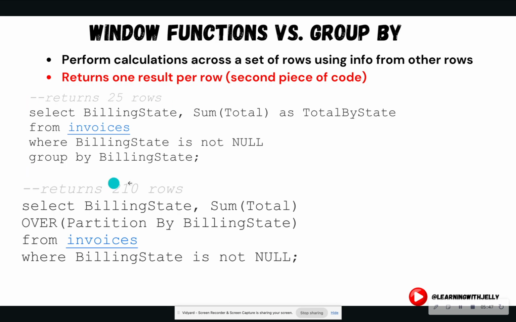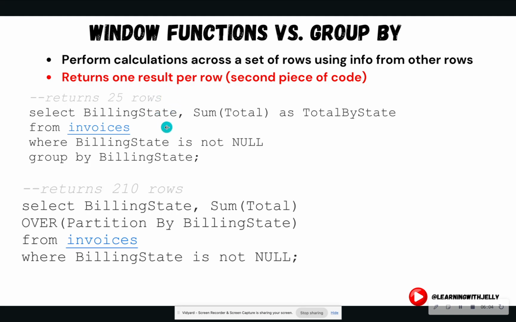And I put a comment on each one of these. Feel free to kind of type these out, pause the video so you can actually see what each one returns. But in this case, the first one is going to return just 25 rows because I have 25 states in my data set.